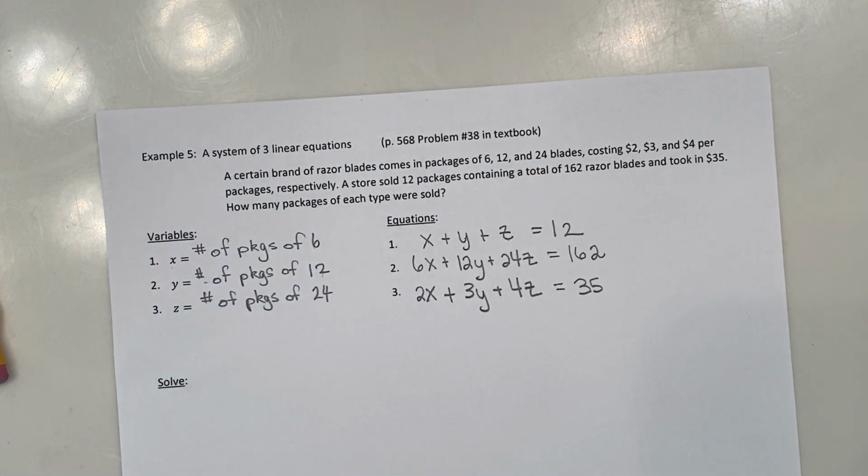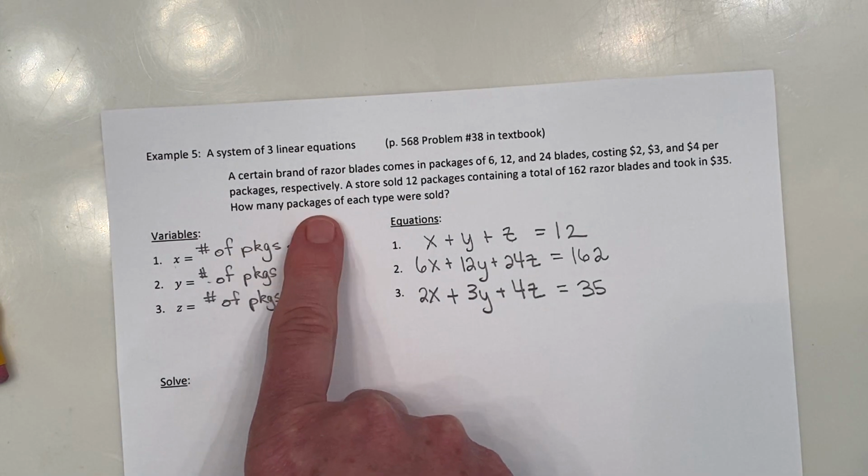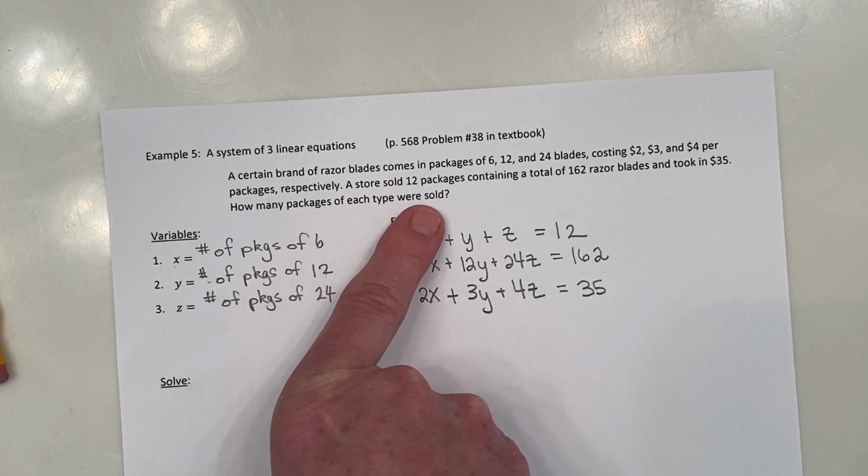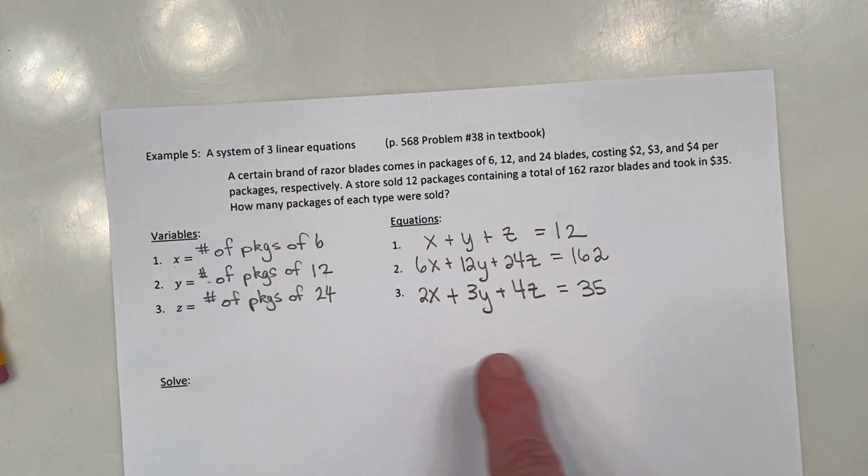It takes a little time to come up with these equations. Sometimes I have to read the problem over and over again, but I'm thinking that we've got the equations that we need. The next step is just to find how many packages of each type of razor blades were sold by using our strategies that we just had a few examples of. I'll leave that for you if you're interested in solving it, if you need a little extra practice.